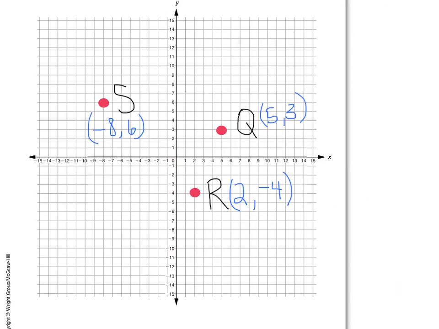Okay, here you go. Point Q is at 5, 3. It's over 5 and up 3. Point R is 2, negative 4. It goes to the right 2 and down 4. Finally, point S is negative 8, 6. It goes over, or to the left, to negative 8 and then up 6. So negative 8, 6.